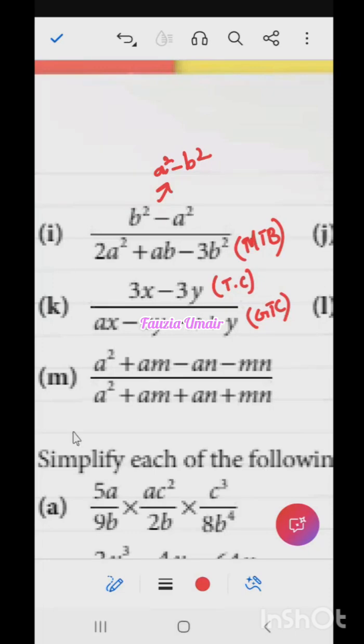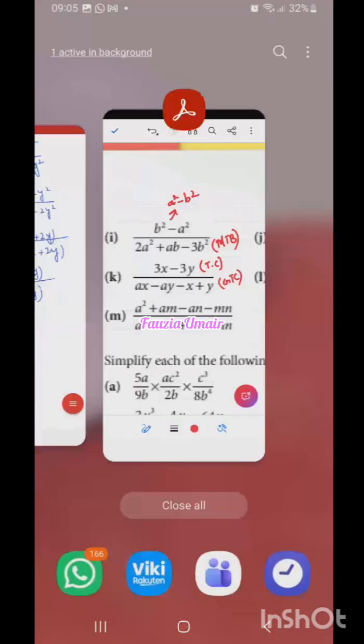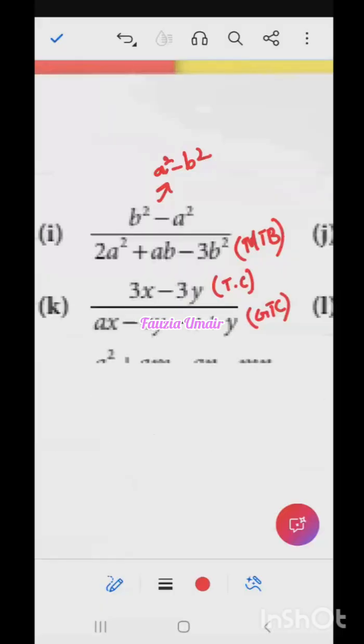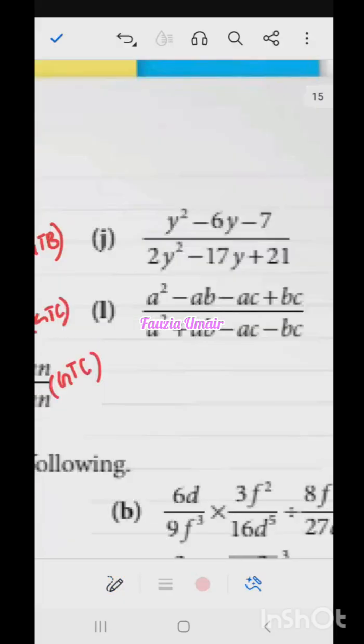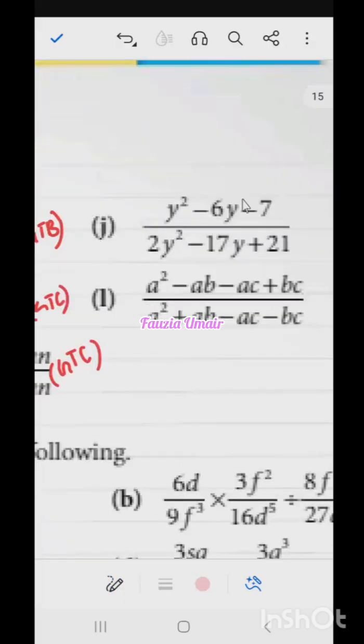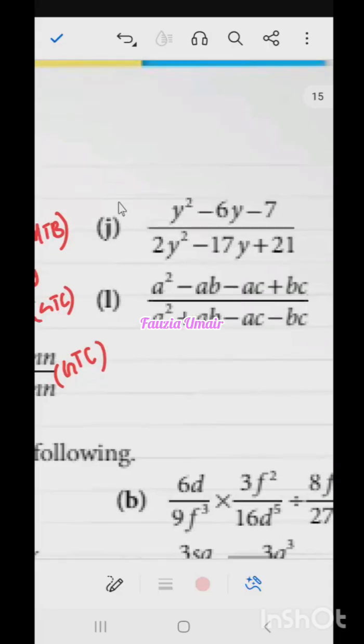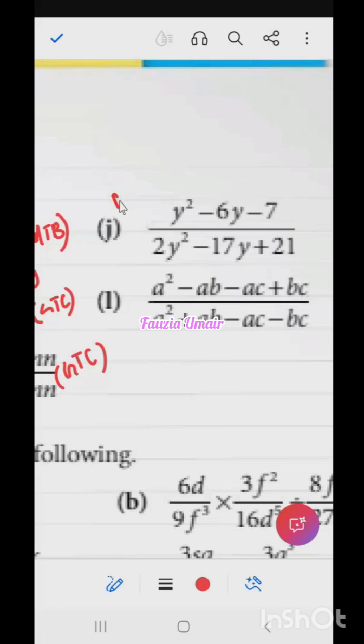Now what about m part? Both the numerator and denominator of m part have the same method. Which method is it? Grouping and taking the common out. Okay, so you can do it on your own. I can share these questions. Now what about j part? Which method is used in the numerator and denominator? Same method. It is middle term breaking. Very good. Middle term breaking would be used in both the numerator and denominator. Then you can just simplify.